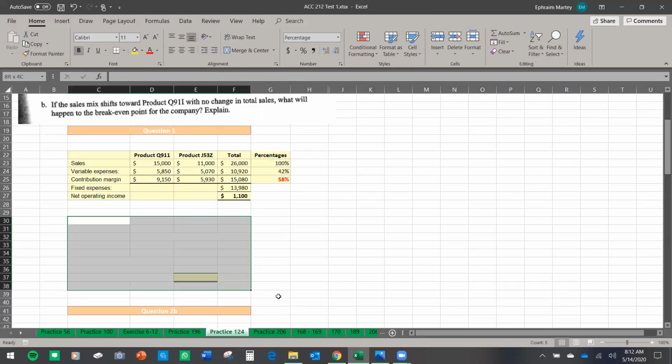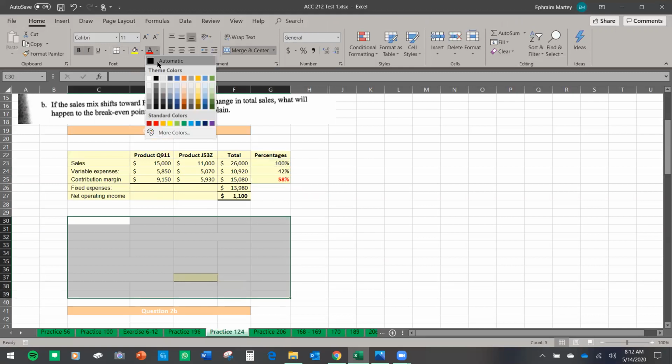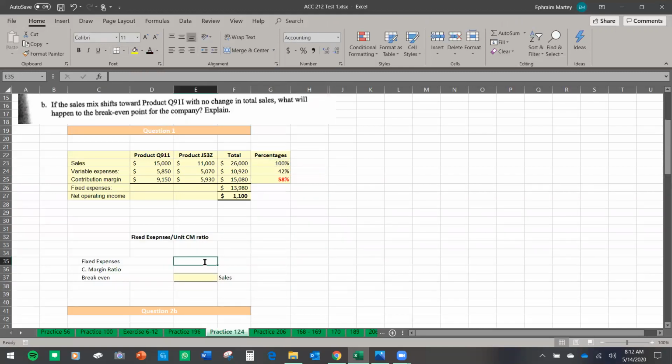So let's move ahead and reveal it. What is our fixed expense? That's here, 13,980. So we just select that one. What is our CM ratio? That's 58%. We select that one too. Then we divide this one by the 58%, and that gives us 24,103. So we need to sell this much. The 45 cents is very important, don't give it away. We need to sell this much to get exactly zero profit.